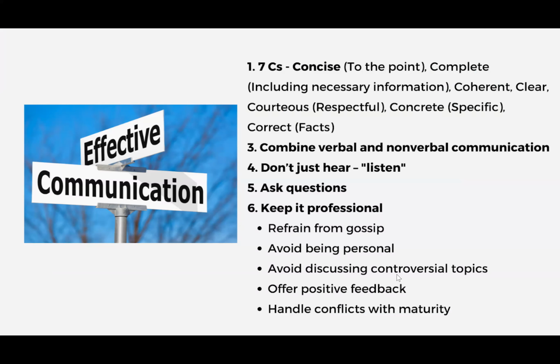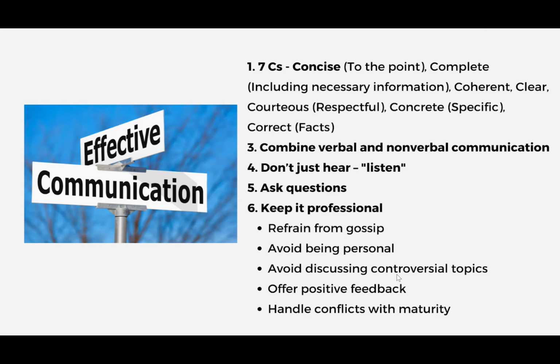There are 7 C's to effective communication, which is being concise, so being straight to the point; being complete, including necessary information, so all the information to make a message clear; coherent; being clear; courteous, meaning being respectful; concrete, specific; and correct, meaning being factual, not presenting false information. But these are the 7 C's of effective communication.